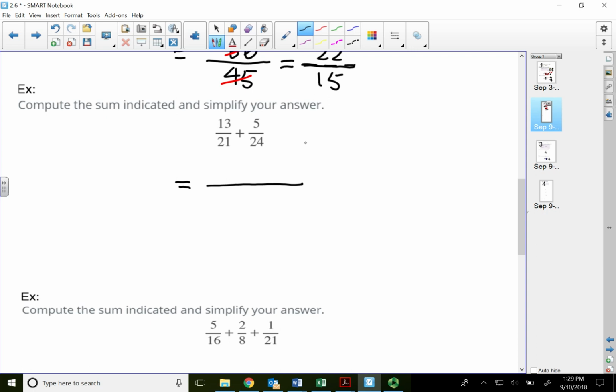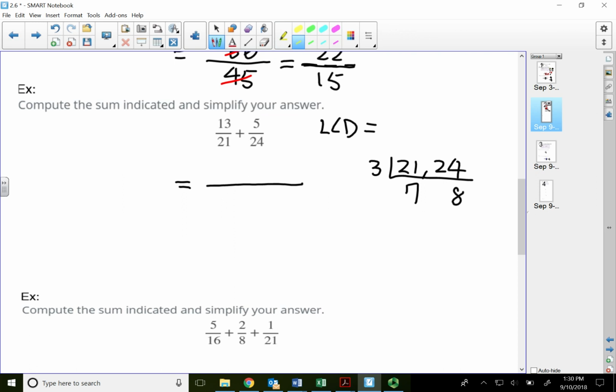So let's see, 21 and 24, what's my least common multiple or denominator? Not quite sure. I'm going to find out. 21, 24. Find me a number that can go into both of them. I'm going to use 3. 3 goes into 21 seven times. 3 goes into 24 eight times. Find me a number that can go into both 7 and 8 at one time, which I don't think I can find anything other than 1. So this is where I stop.